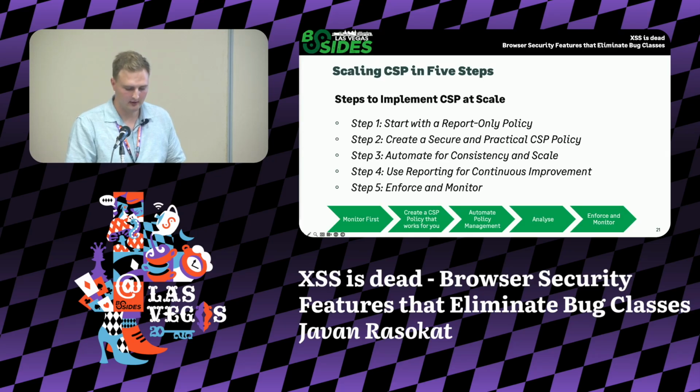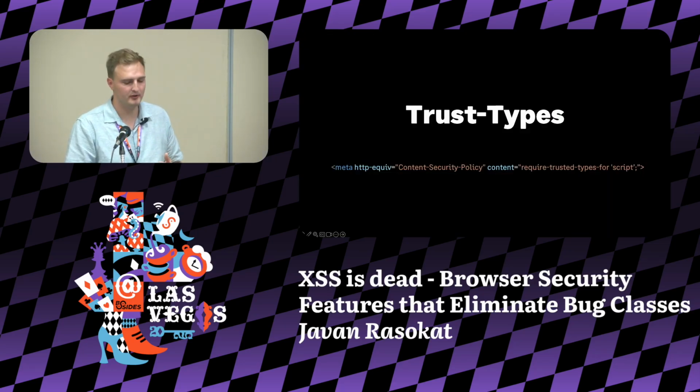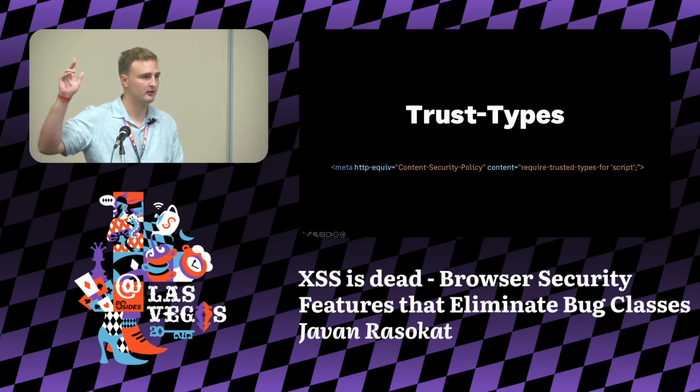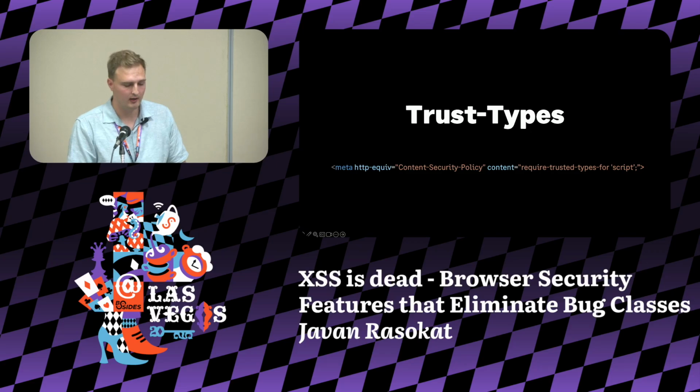Then finally, another modern browser security feature which I wanted to show you is Trusted Types. Has anyone heard about Trusted Types? I already saw. That's good. So it's part of content security policy. You can see here the rule, how you can enable it. And it's actually very powerful, for example, against DOM-based cross-site scripting vulnerabilities.